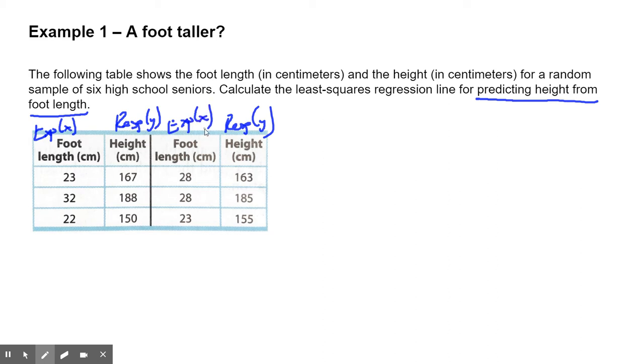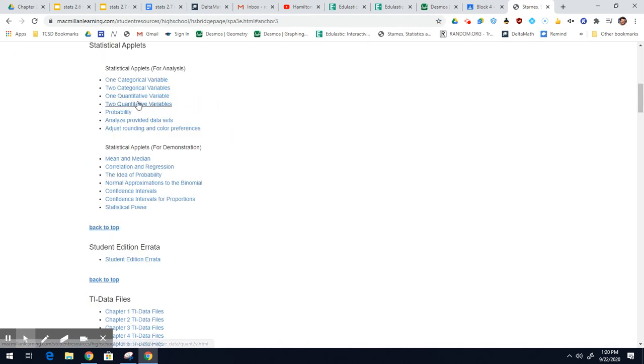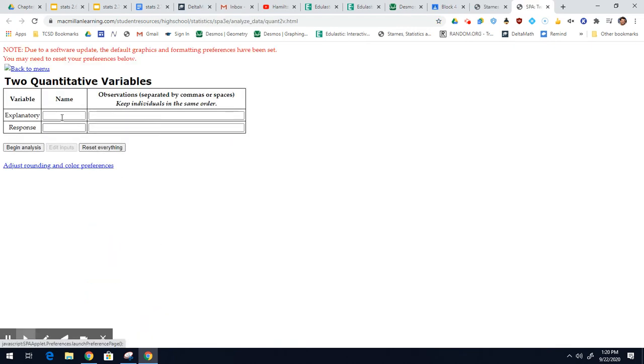Okay, so we're going to use the two quantitative variables stats applet. Let me take a picture real fast of these data, and then we'll get right to it. Okay, so we're going to leave here. Stats applet. Two quantitative. Again, it doesn't matter to me what the variable names are because I'm not going to make you plot this, but you could do foot length if you want to.